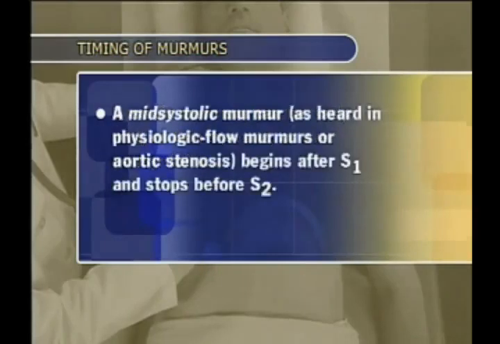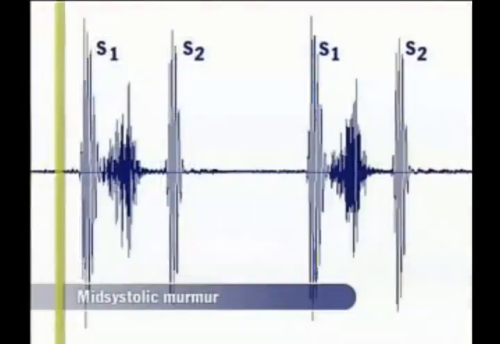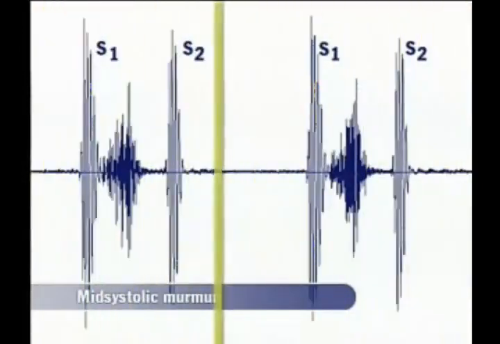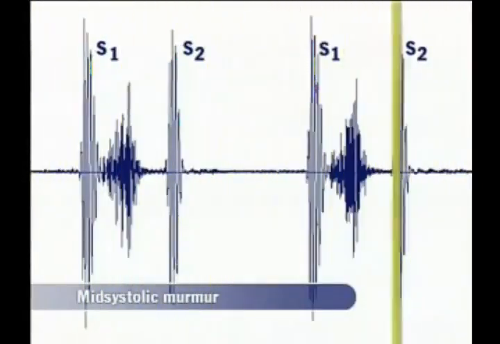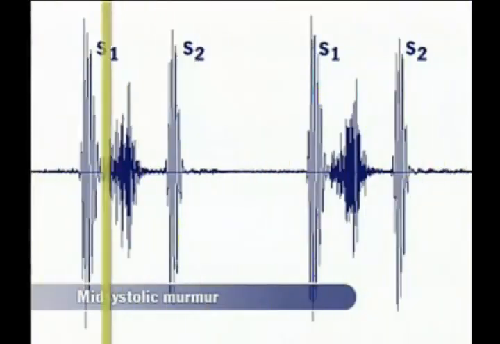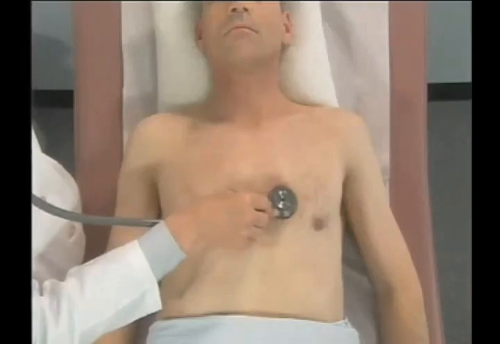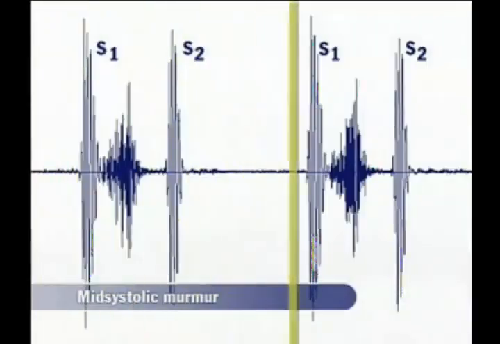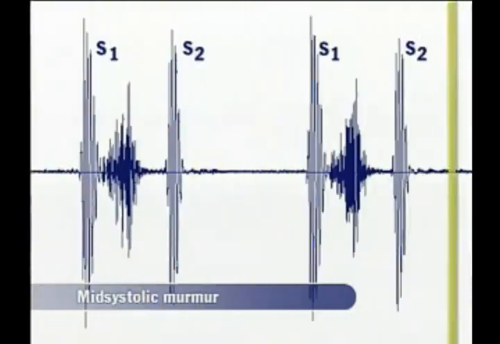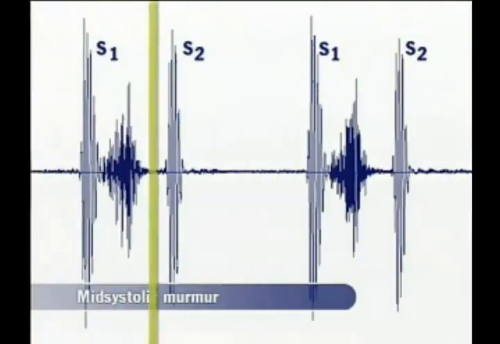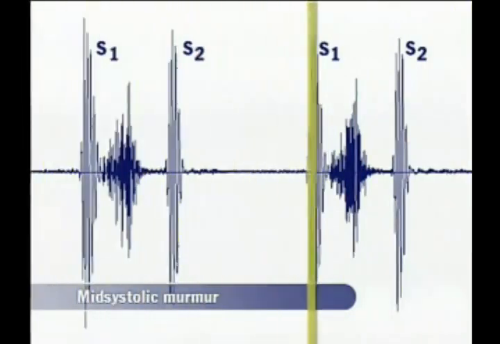For example, a mid-systolic murmur, as heard in physiologic flow murmurs or aortic stenosis, begins after S1 and stops before S2. Brief gaps are audible between the murmur and the heart sounds. Listen carefully for the gap just before S2. If present, the gap usually confirms the murmur as mid-systolic, not pansystolic.